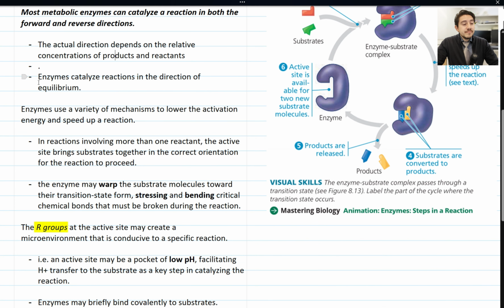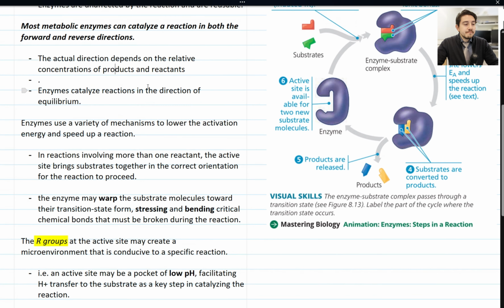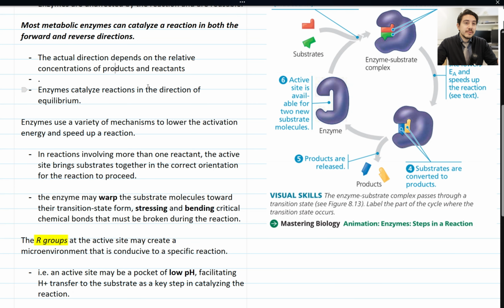Okay, so enzymes catalyze reactions in the direction of equilibrium. So where there's a higher concentration and you want to promote equilibrium, they're going to gear toward that direction. Of course, remember we talked about stability and the idea that the cell doesn't want to reach equilibrium. Of course, the products will then go on to another set of reactions.